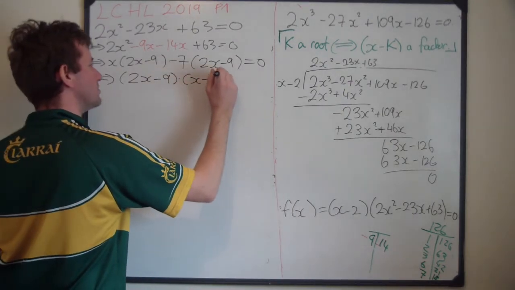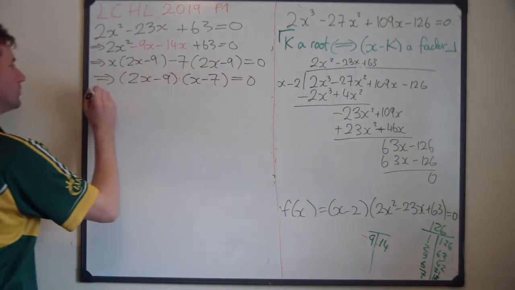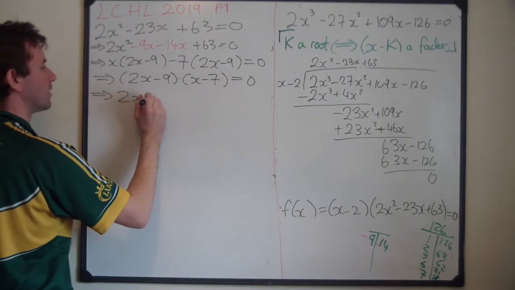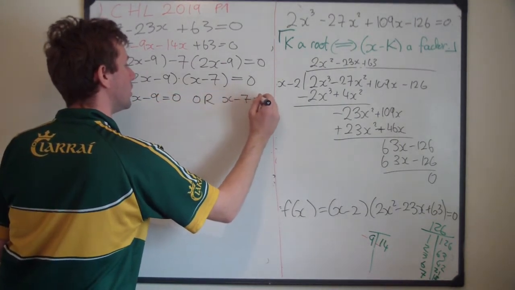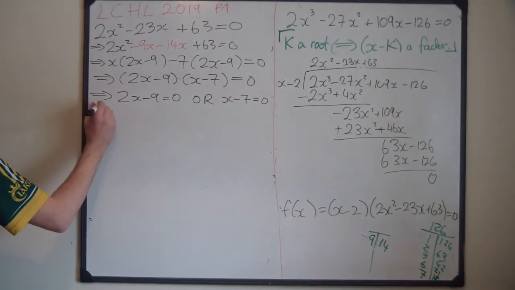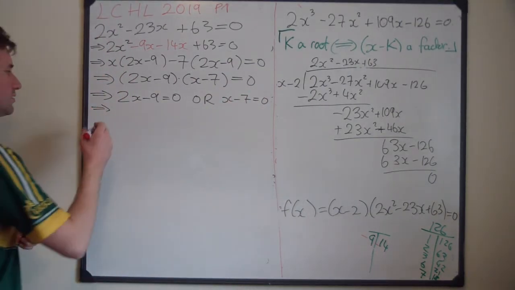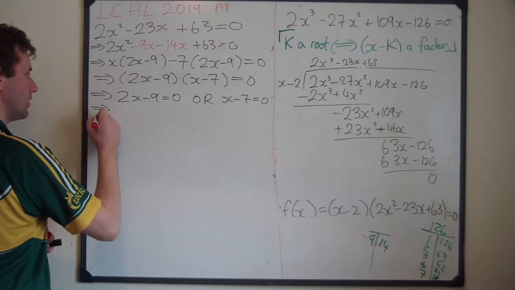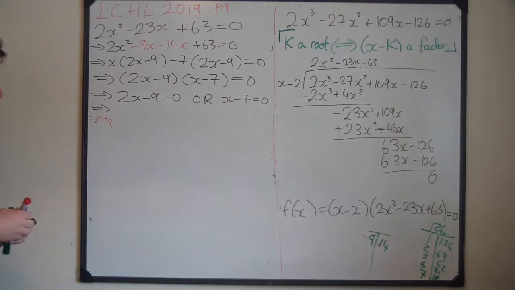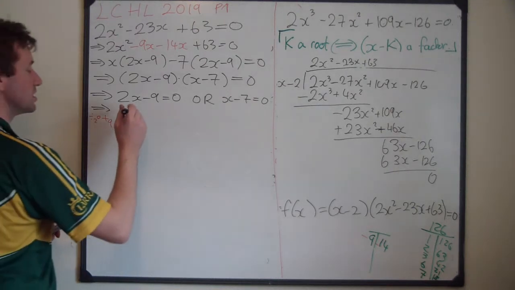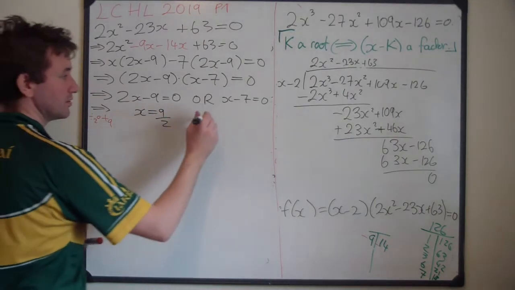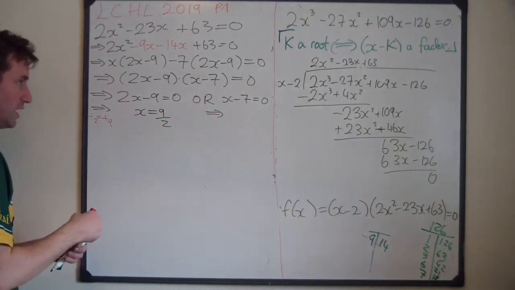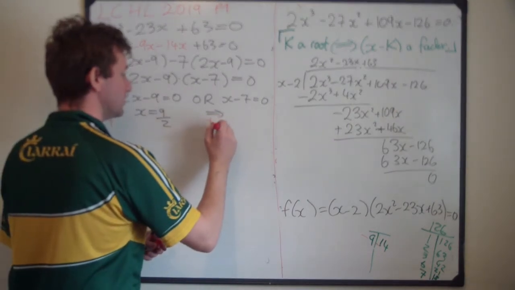And now we've got two numbers multiplied together giving us 0. So either the first one is 0 or the second one is 0. Here what I'm going to do is add 9 to both sides, and after that divide by 2. So if I add 9 to both sides, I get 2x equal to 9, and then divide both sides by 2, I get x equal to 9 over 2. And then this one's a bit easier, I just have to add 7 to both sides.